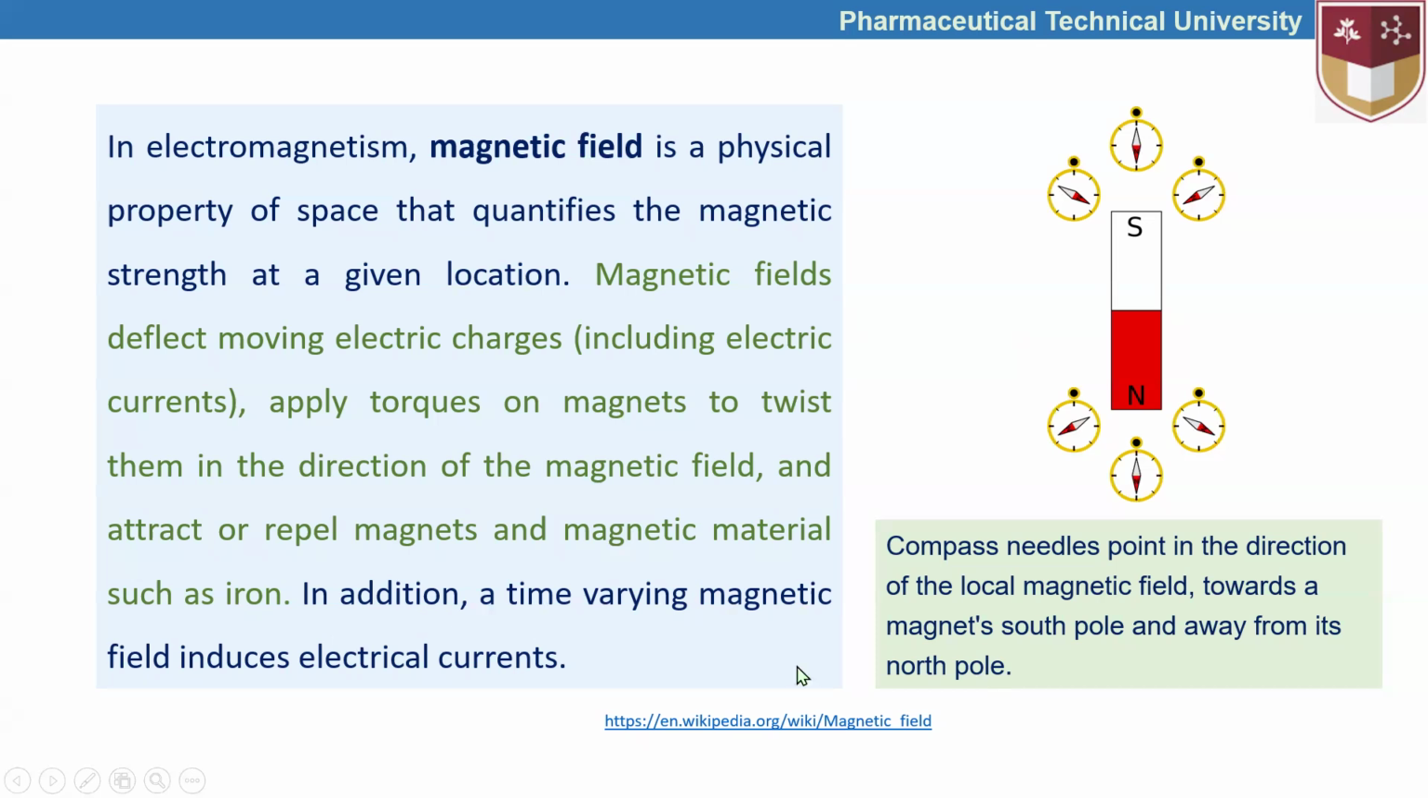In addition, a time-varying magnetic field induces electric currents. Here we can see one of the types of external magnets, which shows us the direction south and north. Based on this, we can understand the existence of the magnetic field, so that magnetic field affects the nucleus of compounds as well.